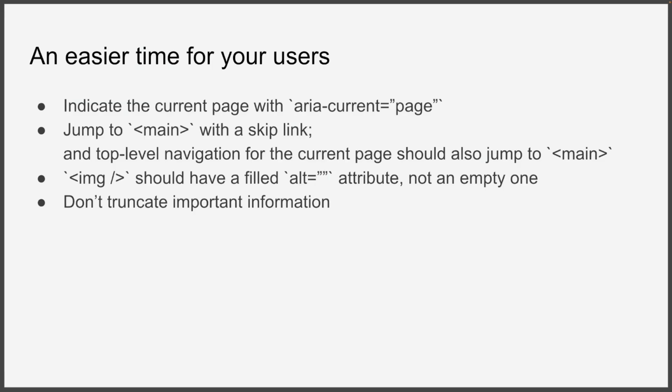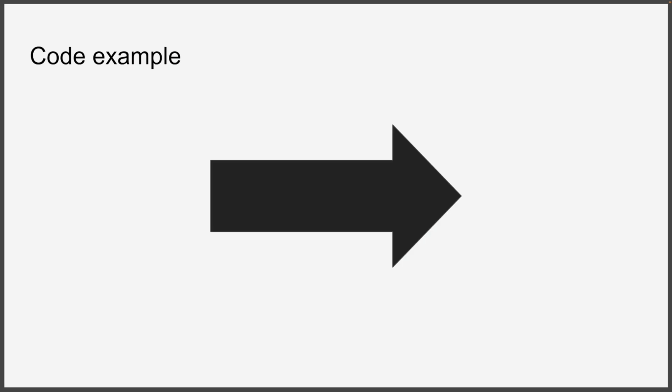Next category is navigation and screen readers. To go through this example, take a closer look at how to give your users an easier time. Try to indicate the current page with aria-current equals page, jump to the main element with a skip link, and make sure your top-level navigation also jumps to main if you're on the current page for that link. Images should have a filled alt attribute and not an empty one. Try not to truncate important information. That's a lot, but we'll go through them right now.